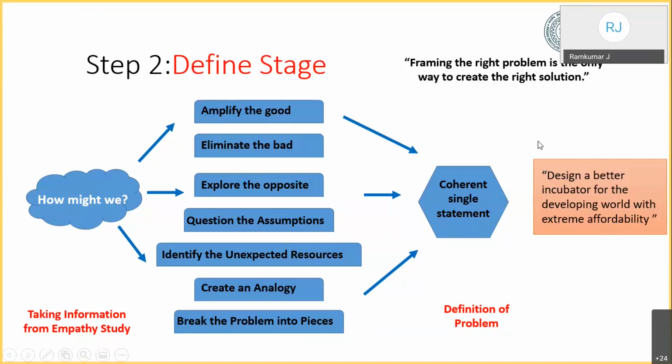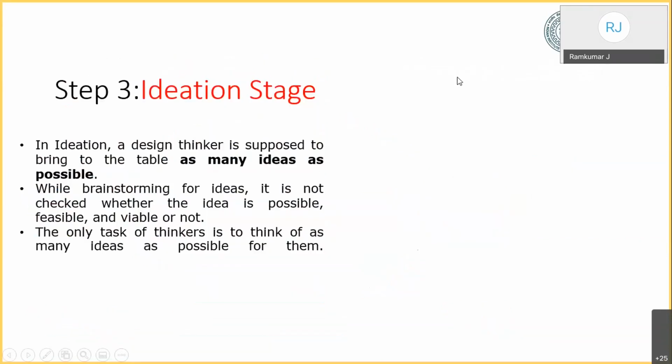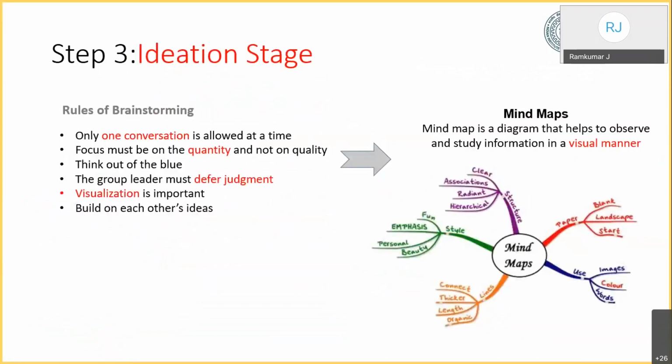So I keep the problem open. But when you slowly start working on it, then you start looking at what affordability is, affordability in terms of finance. So what is it in terms of finance, they will say, and then they start going. So framing the right problem is the only way to create the right solution. Next is ideation. In the ideation stage, I have already told you, design thinkers are supposed to bring to the table as many ideas as possible. Then these ideas, whatever come, we do cluster analysis or mind mapping.